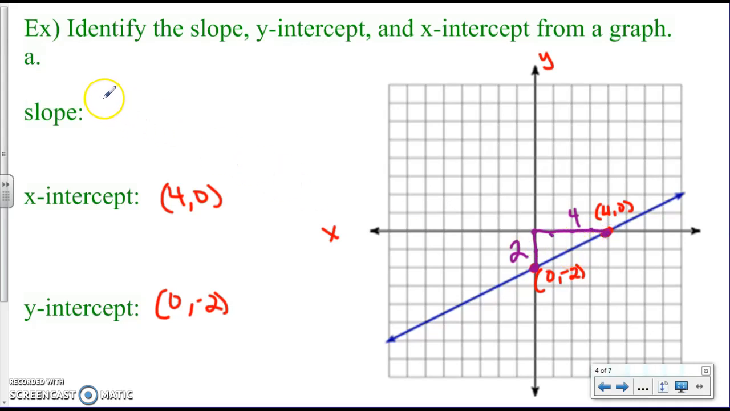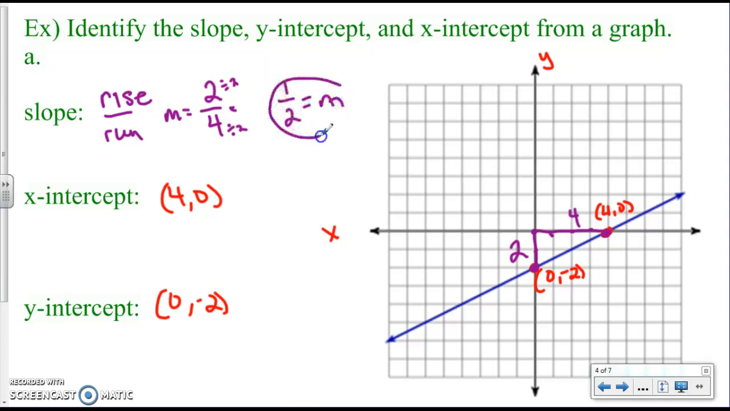Okay? So remember, your slope is your rise over your run. So we went up 2 and then to the right 4. This line is increasing, so I know that my slope needs to be positive. We'll talk about that in a second. And I just need to reduce my fraction. So 2 over 4, I can reduce by dividing by 2 to get 1 over 2. So my slope is 1/2. Okay, and we use m to represent slope in math. So that's how you identify those key features.